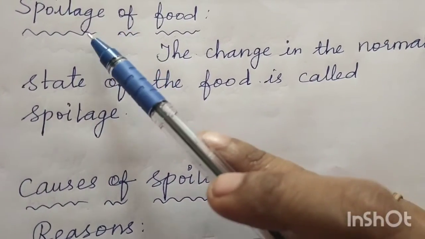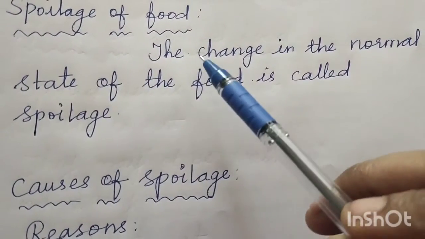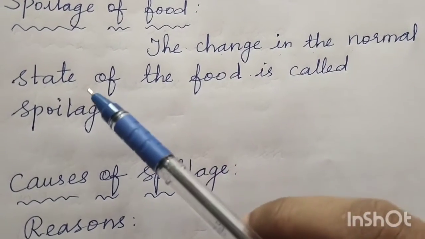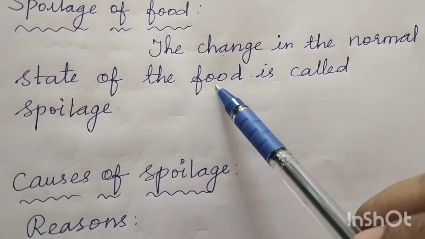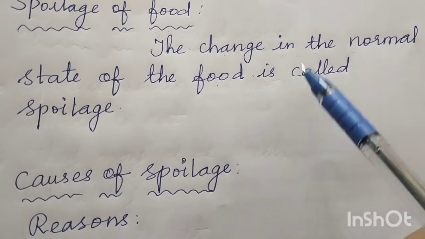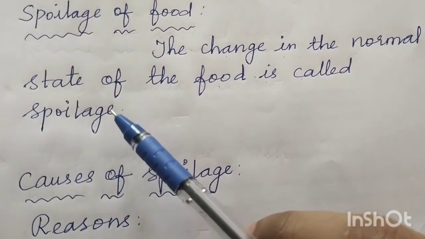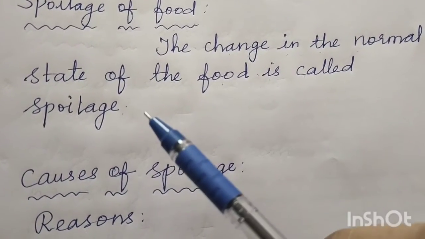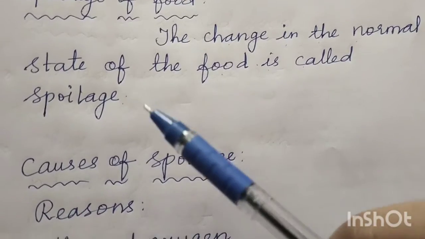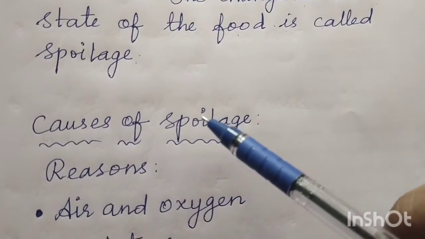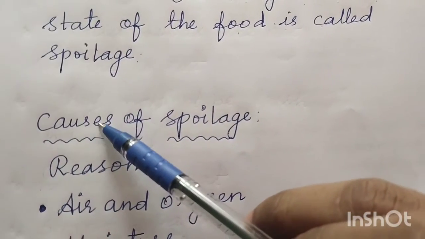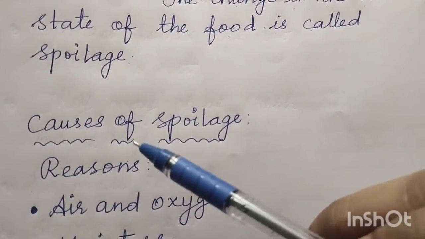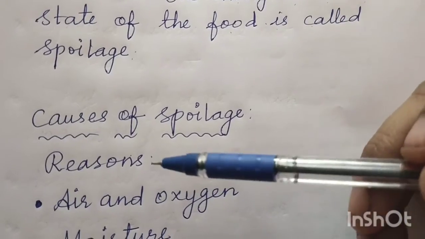Spoilage of food. What is the meaning of spoilage? The change in the normal state of the food is called spoilage. So changes in the smell, taste, texture of the food is called spoilage of food. Okay students, what is the cause of spoilage? Causes means the reasons. What are the reasons for the spoilage of food?